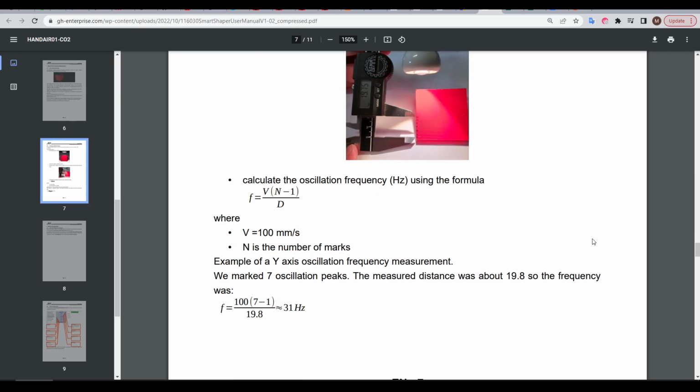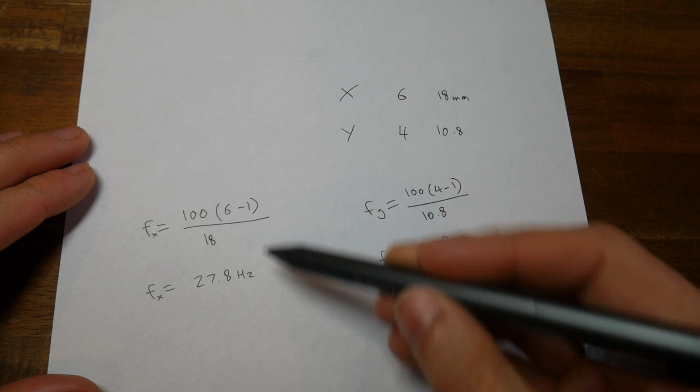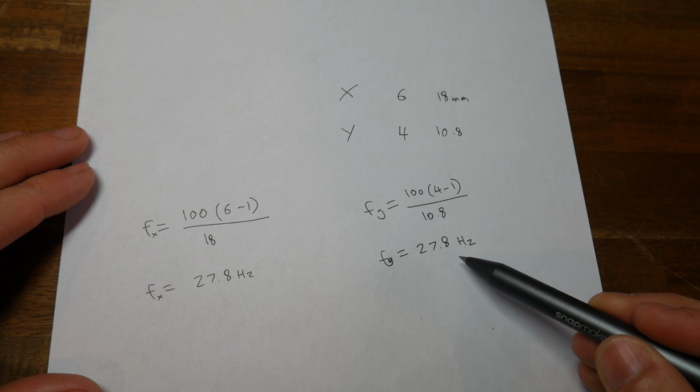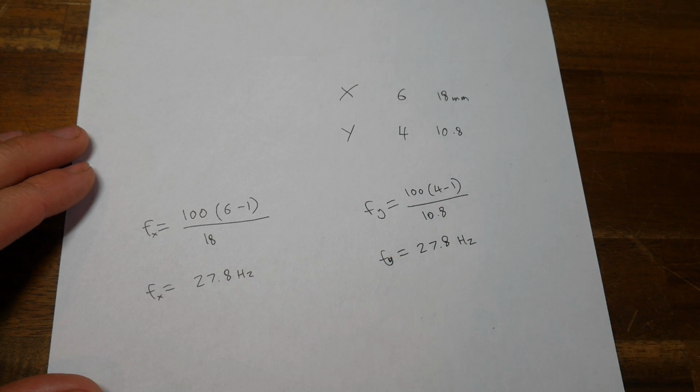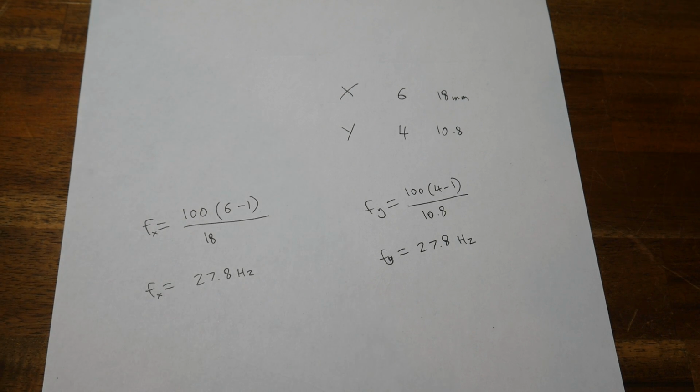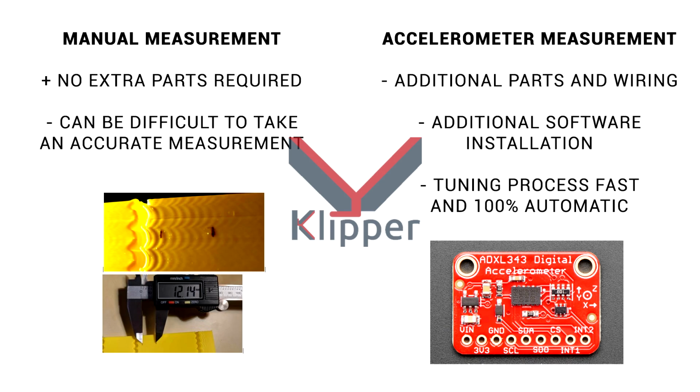The formula we need, as well as a worked example, is in the manual. Substitute in your numbers and you'll have the resonant frequency for both the X and Y axis. In my case, 27.8 Hz. And for the record, Klipper uses pretty much the same technique to manually measure resonant frequency. Let's now use this data to program the Smart Shapers.